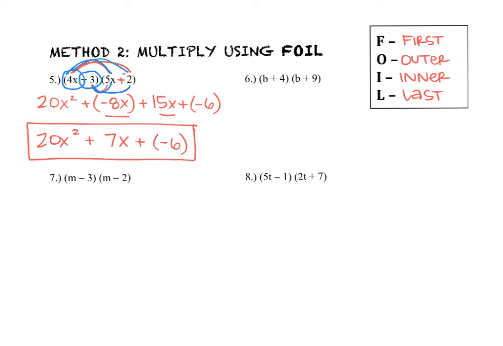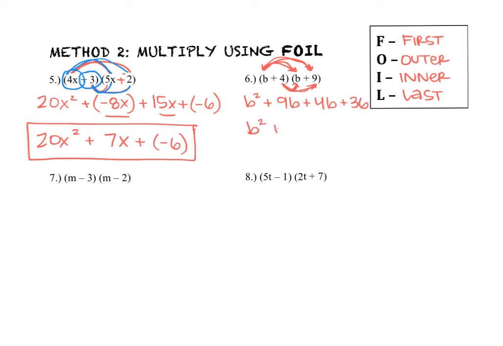Number 6, I do the first term. So this would be b times b, which is b squared. Then I have b times 9 when I do the outer term, so that's 9b. Then 4 times b when I do the inner terms, and then 4 times 9. In other words, I'm taking this first term b and distributing it to both parts of the second one. Then I'm taking the 4 and distributing it to both parts of the second one.